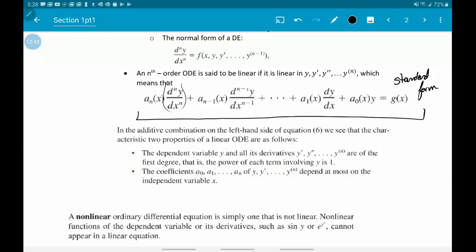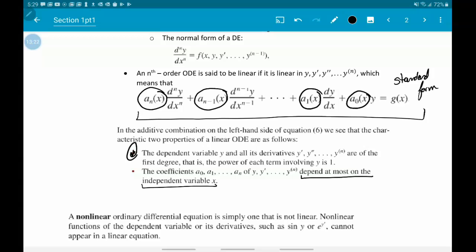Now, we're used to talking about coefficients in terms of just numbers. Once you get to higher level math, coefficients aren't necessarily numbers. They could be functions also. So these things in front of that nth derivative, the n minus first derivative, in front of that first derivative and so on, those are actually called coefficients. So a naught is the coefficient of y, a sub 1 is the coefficient of y prime, and so on. We want those coefficients to depend at most on the independent variable x.